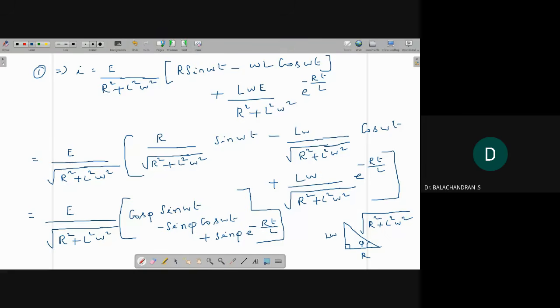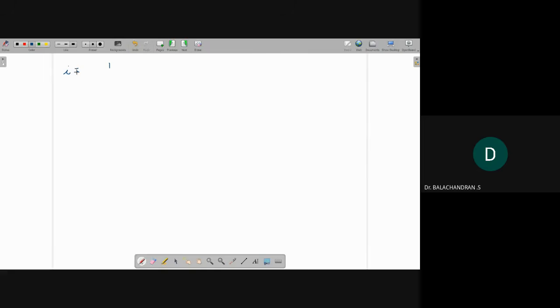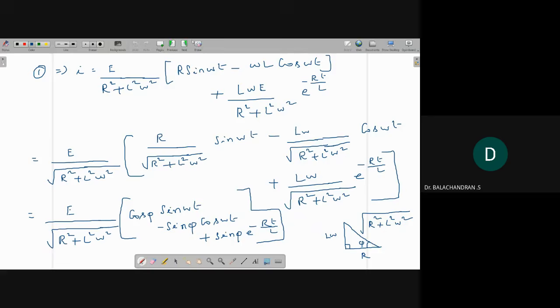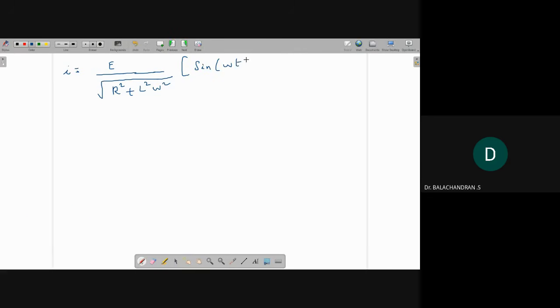I will write in the next page, I equal to E divided by root of R square plus L square omega square into sine of A minus B. A is omega t minus phi, plus sine phi into e power minus RT divided by L. I think this is enough. So this is a little bit simplified form. So that's why I will write up to this step.